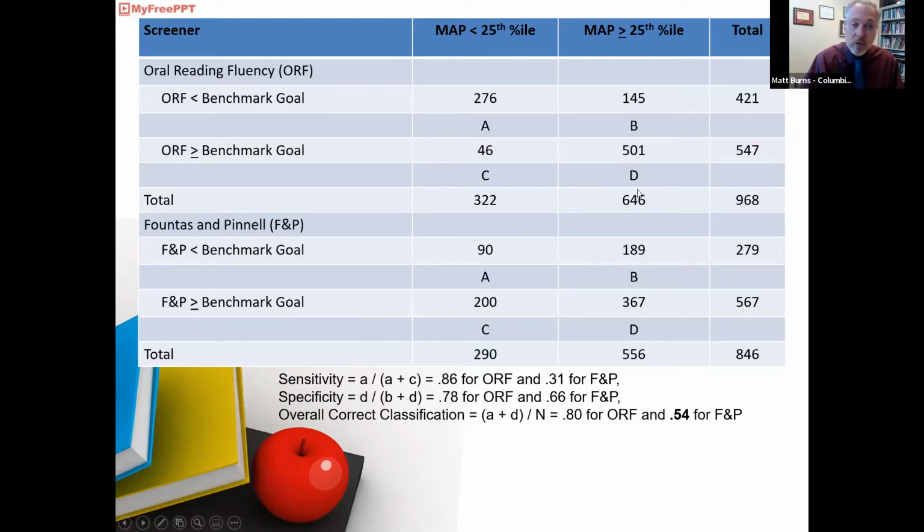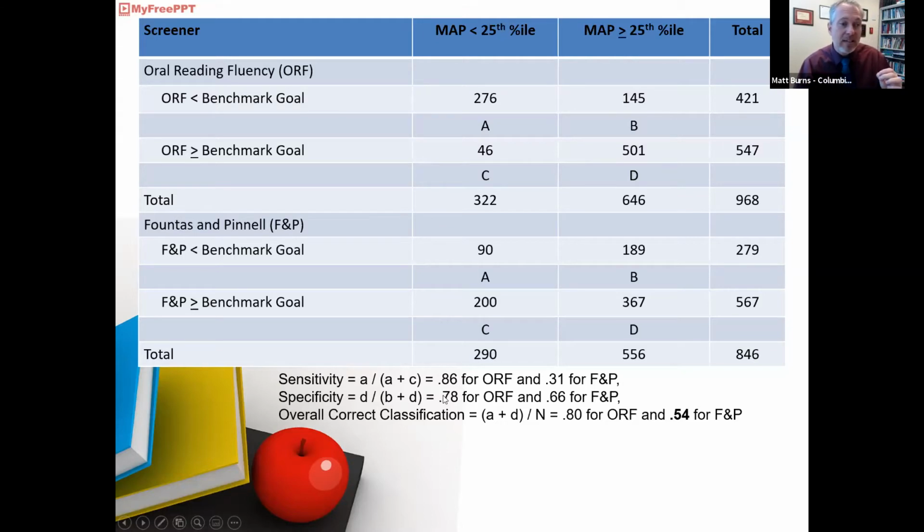Among the 646 kids that did well on the MAP test, 501 of them also did well on the AIMSweb measure, which is 0.78. So think of this as like a grade: 78%. That's a C plus. Not great, but acceptable. But among the 322 kids who didn't do well on the MAP, 276 of them also did not do well on AIMSweb, which is 86%, a B plus, much better.